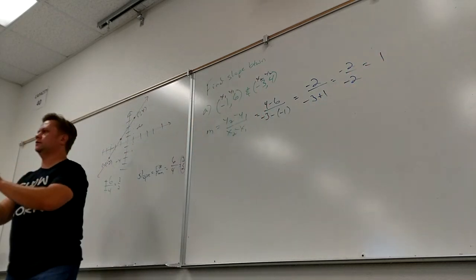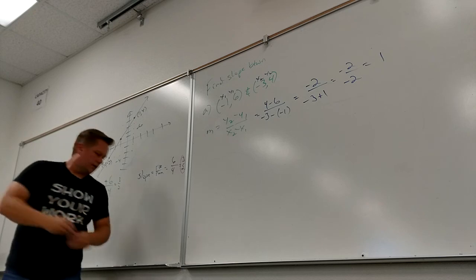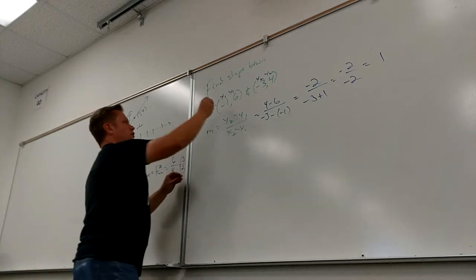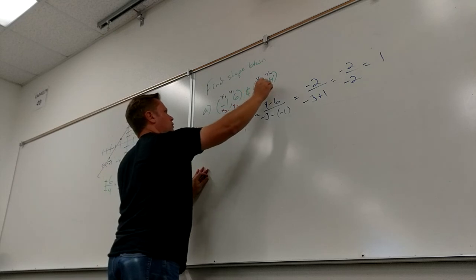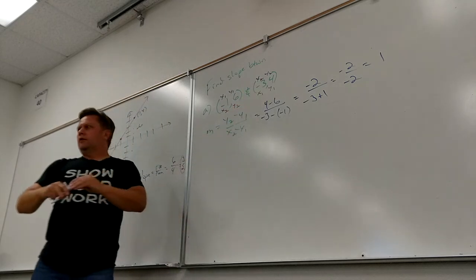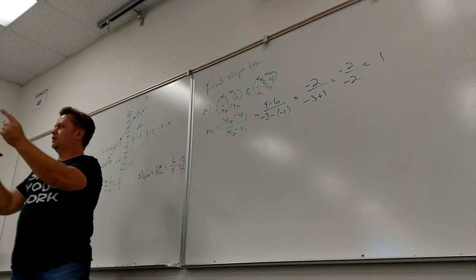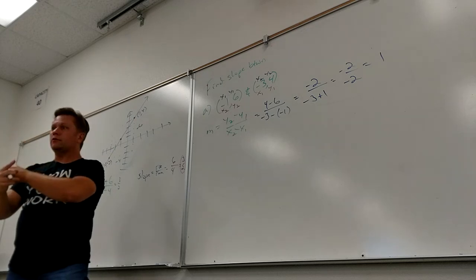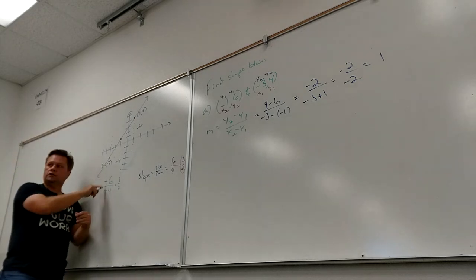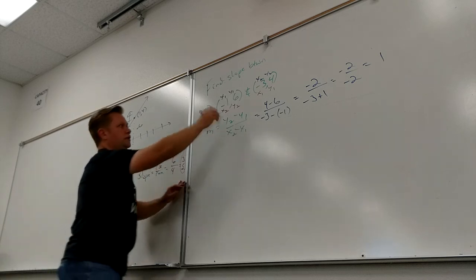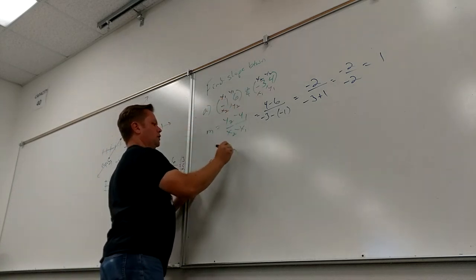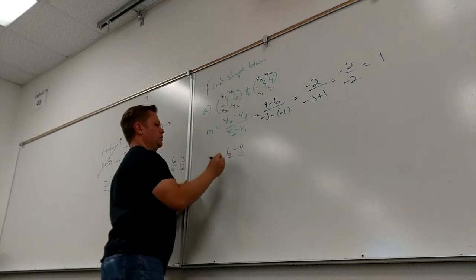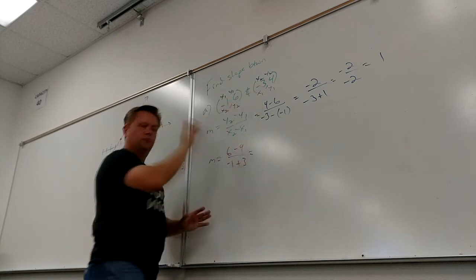Okay, now what if somebody else sitting next to you had decided instead to call this x2, y2, and this one x1, y1? It's fine. Some of you guys might realize it's going to change the sign of both, which ends up canceling anyway, just like it did on this one. So this would be 6 minus 4 over -1 minus -3, which is plus 3. Is that cool?